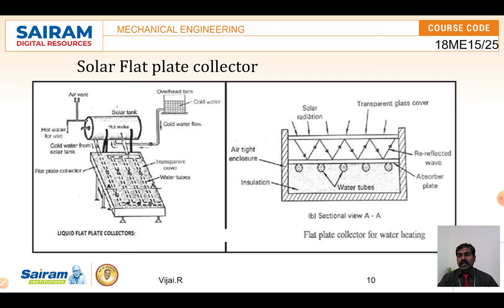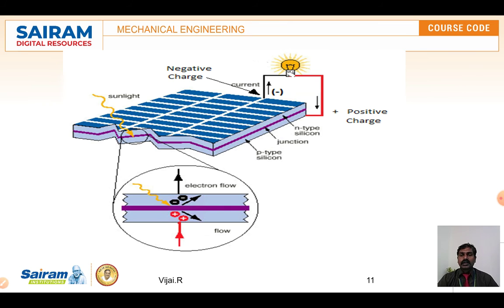Normally, from a solar tank, an overhead tank, water is coming to the solar flat plate collector, where it goes through the water pipes, and due to the solar energy it gets heated up, and again it gets stored in the water tank. So directly we can get it through the pipe to the washrooms and bathrooms everywhere. Another one is the photovoltaic cell.